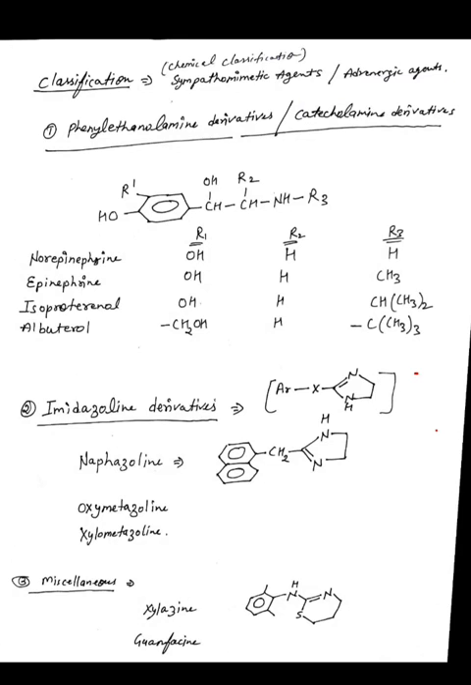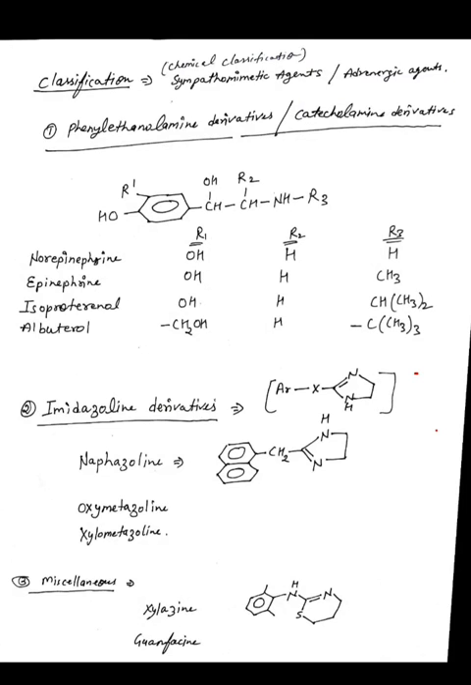The sympathomimetic agents or adrenergic agents are the agents which produce effects similar to the stimulation of the sympathetic system, or the agents which produce effects similar to epinephrine or norepinephrine. Such agents are called sympathomimetic agents or adrenergic agents. So today we are going to discuss the classification of these agents.